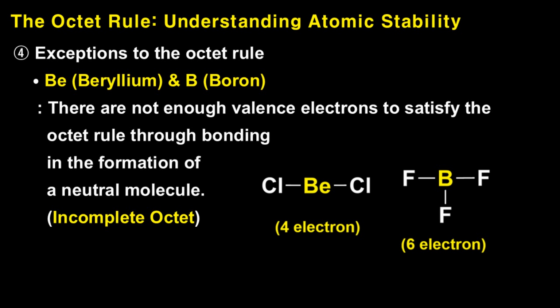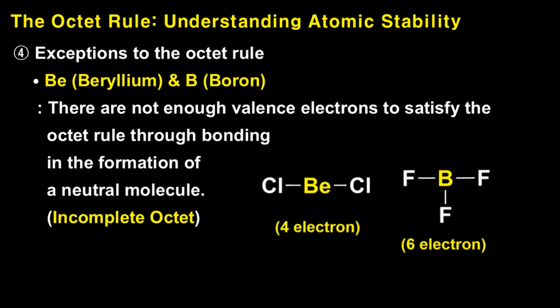Now, while the octet rule is a super useful guideline, not all elements follow it perfectly. There are some important exceptions, and one of the most common is called the incomplete octet. Some elements, especially those with only a few valence electrons, just don't have enough to reach 8, even after bonding. Instead, they form stable compounds with fewer than 8 electrons in their outer shell.